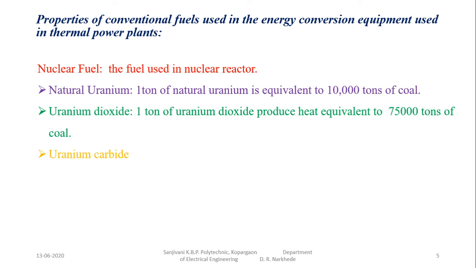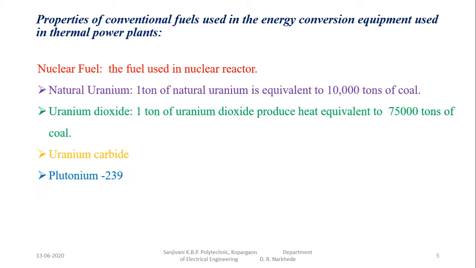Then uranium carbide is another nuclear fuel. It is a black ceramic used in the form of pellets. It has a high melting point, possesses good thermal conductivity, and is free from trouble of phase changes. It is not economical to use as a fuel.